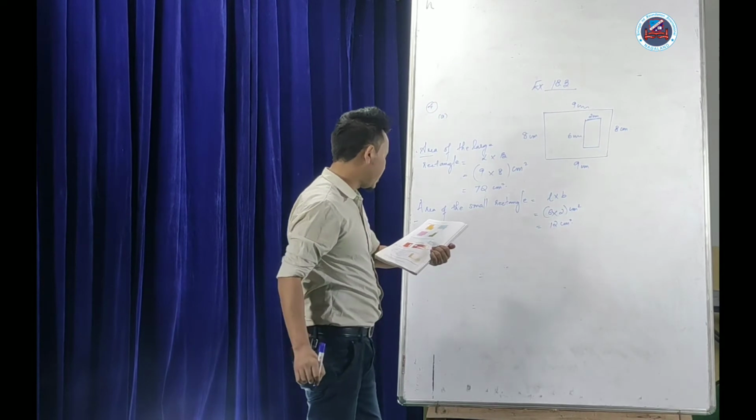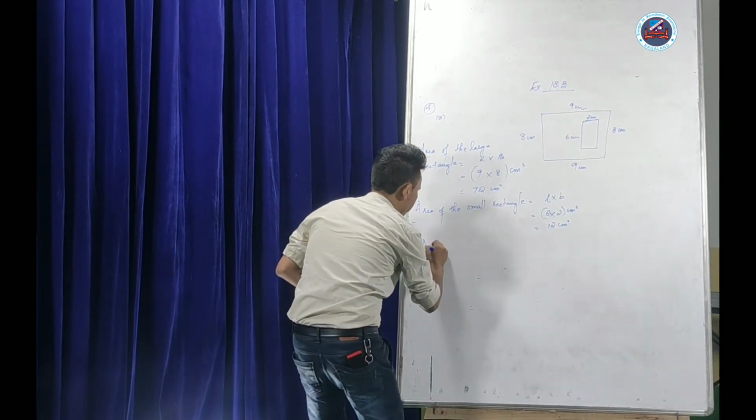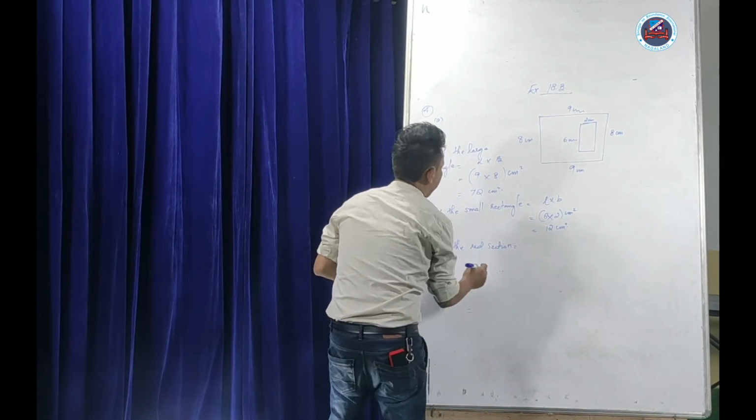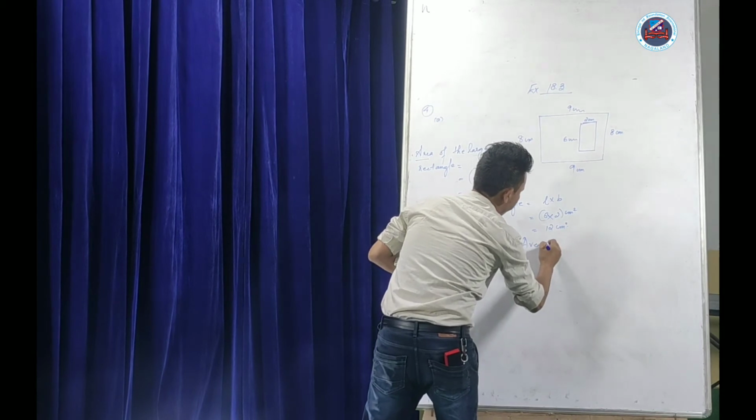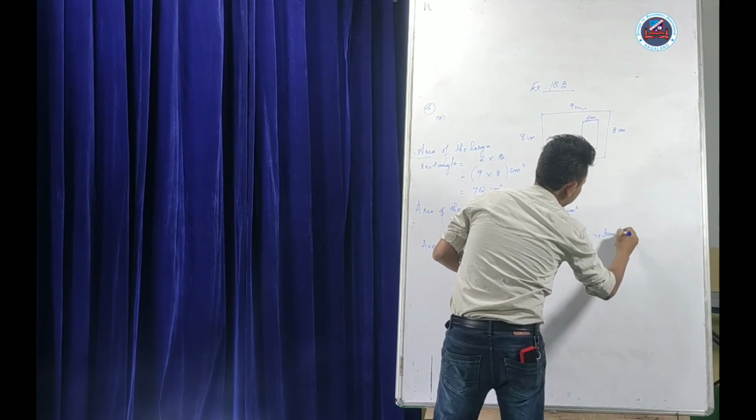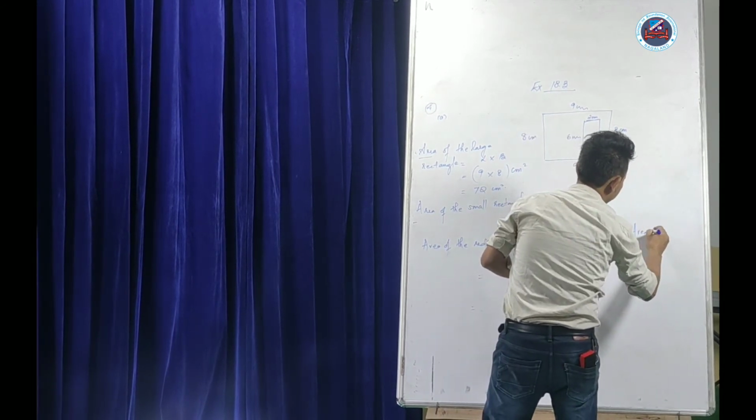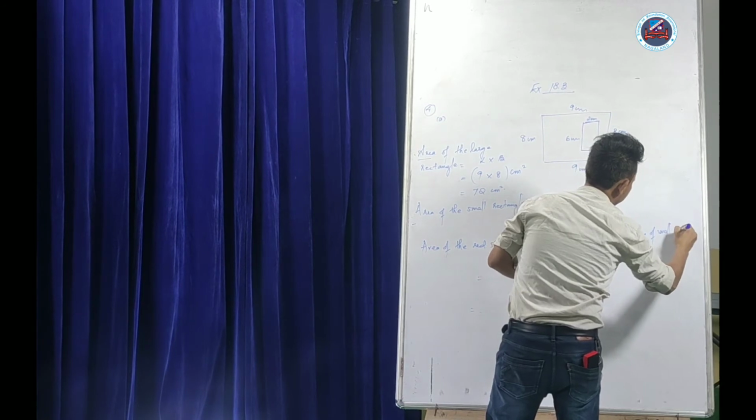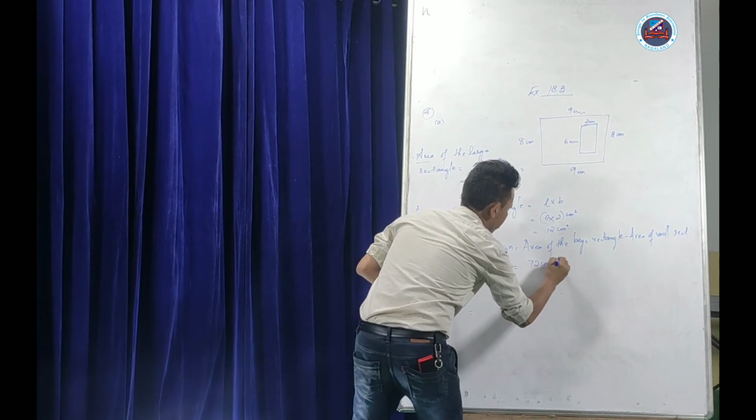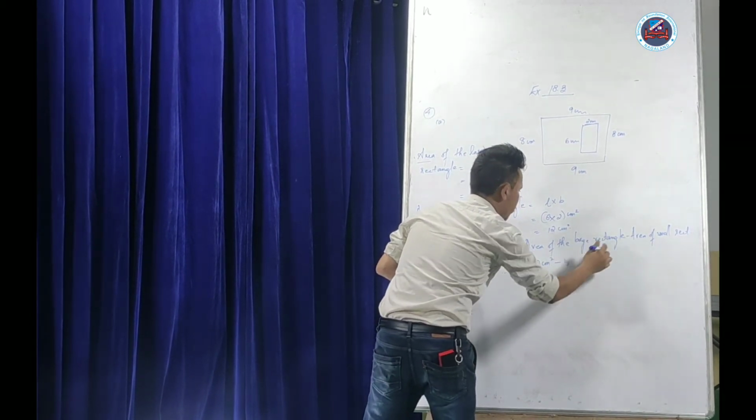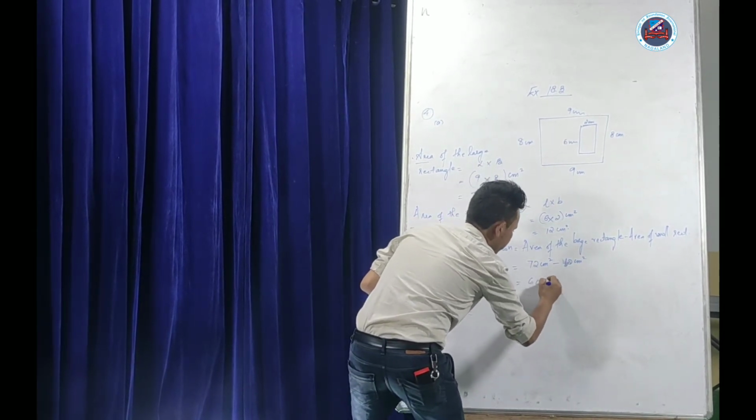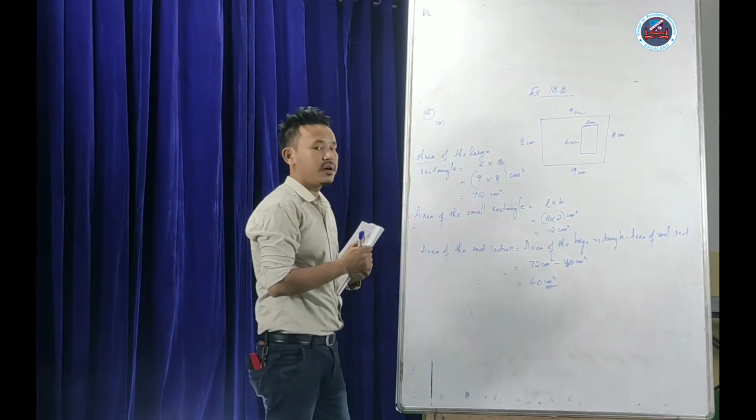Now we are asked to calculate the area of the red section. Therefore, area of the red section means area of the large rectangle minus area of the small rectangle. Now area of the large rectangle is 72 centimeters square minus area of the small rectangle is 12 centimeters square. 2 minus 2 is 0, 7 minus 1 is 6, so 60 centimeters square. So this is the area of the red section.